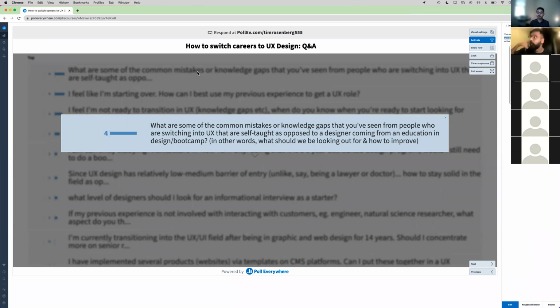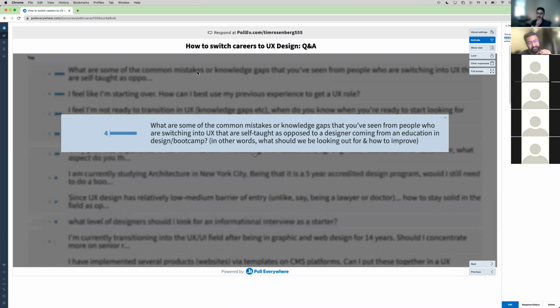That's a really great question. One thing that I see is that self-taught UX designers that don't have formal training tend to come up with their own kind of UI design patterns that can sometimes be confusing because it's something that they invented.